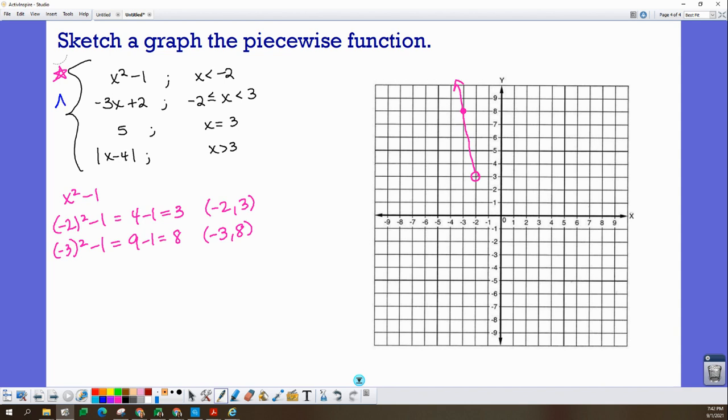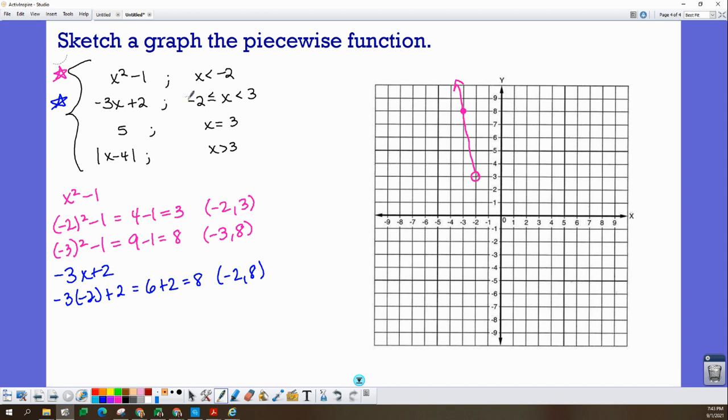Let's now look at the second piece. When x is greater than or equal to -2 and less than 3, the graph is -3x plus 2. Well, that's going to be a line with a slope of -3 and a y-intercept of (0, 2). So let's take -3x plus 2, and let's evaluate it at -2 and also at 3. So starting with -2, -3 times -2 is 6. 6 plus 2 is 8. So we get (-2, 8) as a point.